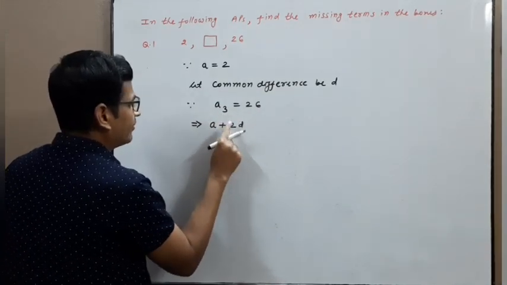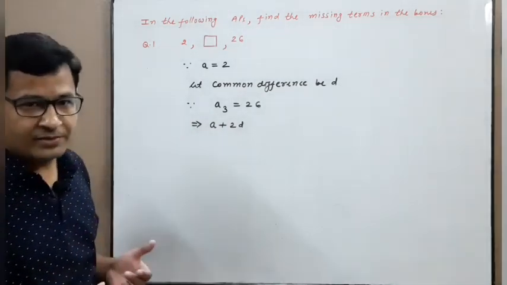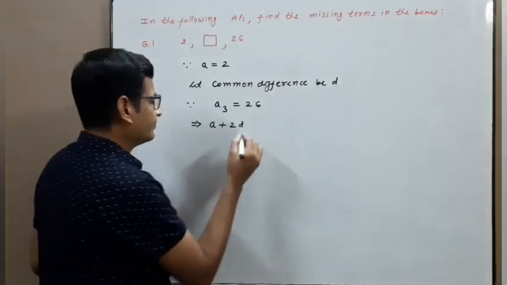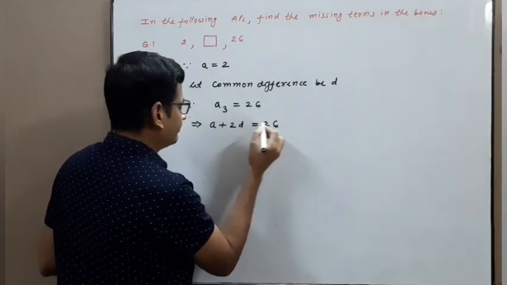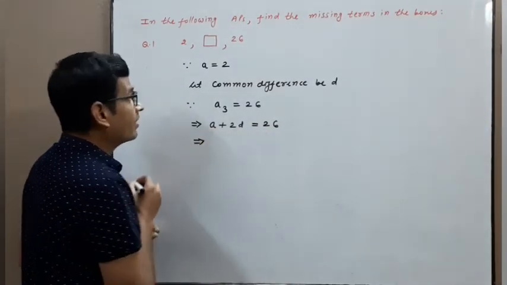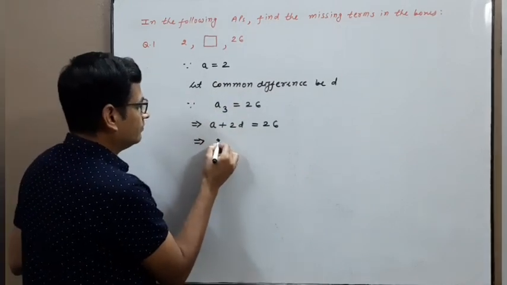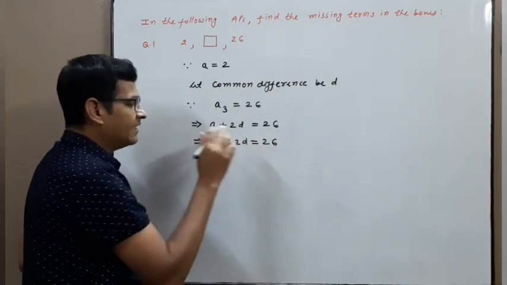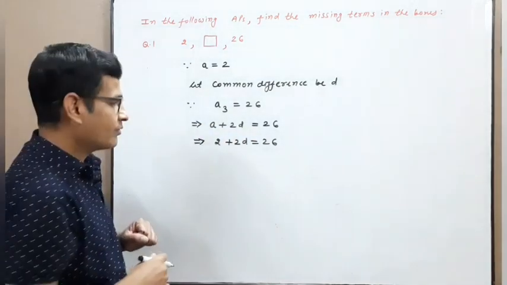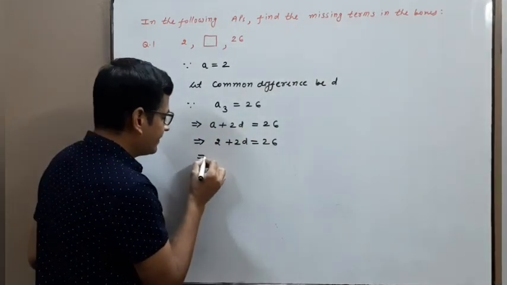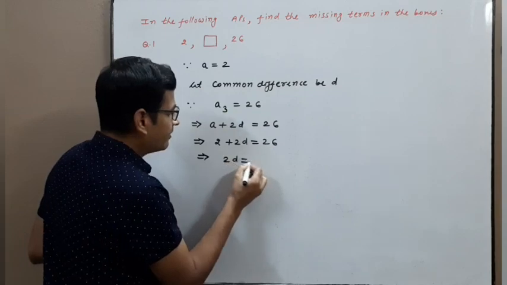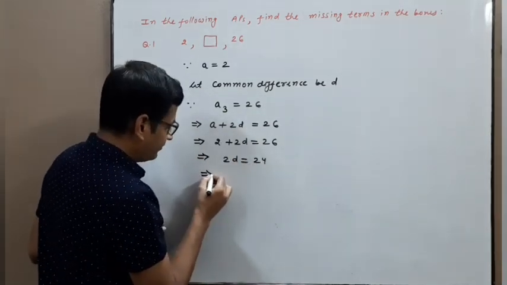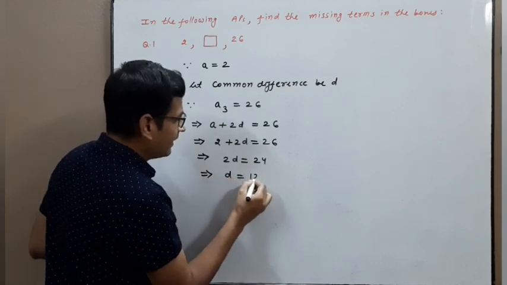One less than the term number, so for the third term it is 2D. Third term is A plus 2D, fourth term is A plus 3D, fifth term is A plus 4D. Now first term is 2. So 2 plus 2D equal to 26. Now this is a linear equation in one variable. So find the value of D from this equation. 2D equal to 26 minus 2, 24. So D equal to 12.